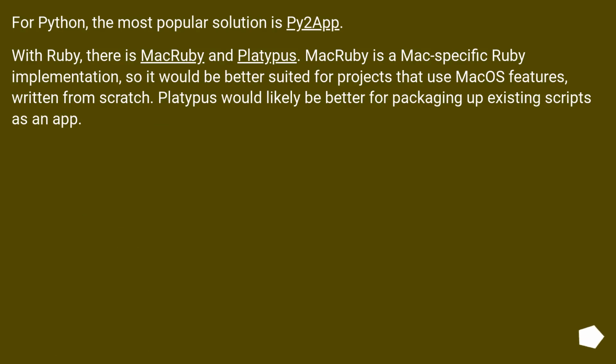For Python, the most popular solution is Py2app. With Ruby, there is MacRuby and Platypus. MacRuby is a Mac-specific Ruby implementation, so it would be better suited for projects that use macOS features written from scratch. Platypus would likely be better for packaging up existing scripts as an app.